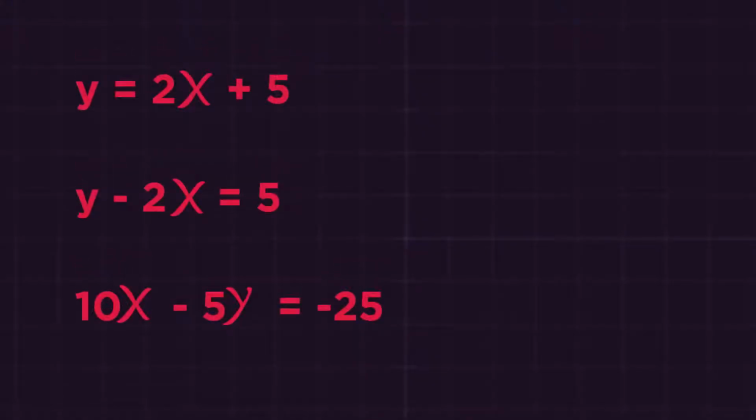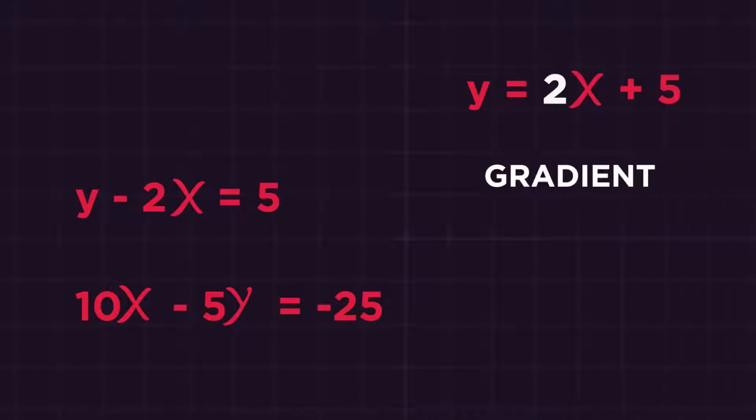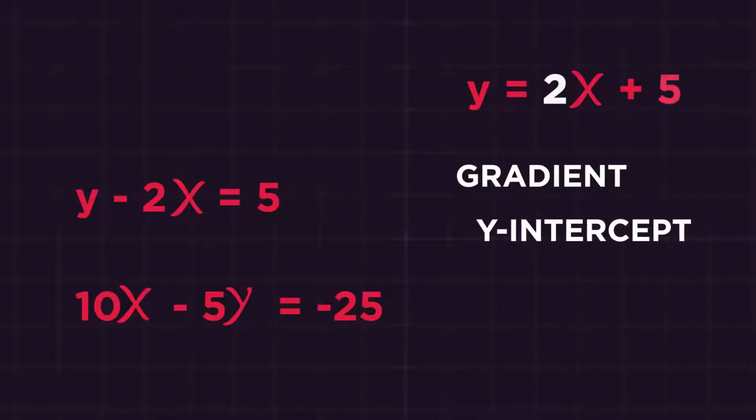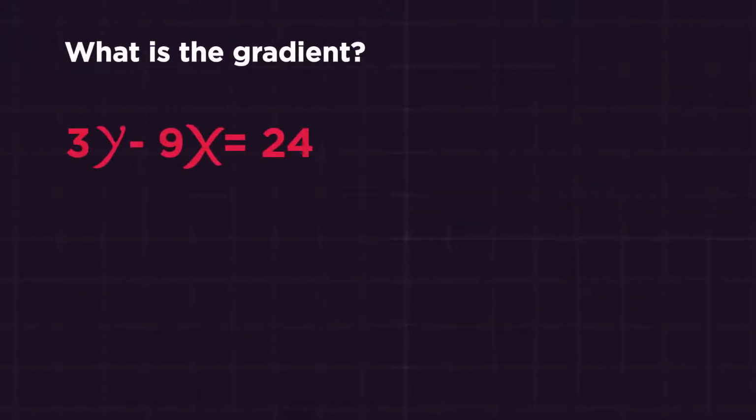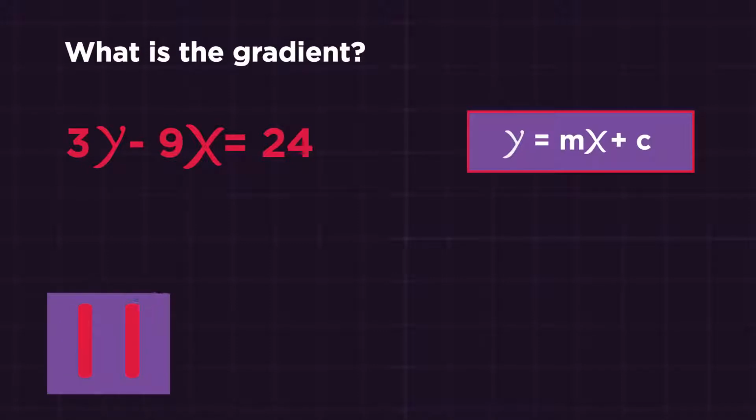Sometimes we have to do some rearranging first. These are actually all the same straight line, but only the y equals 2x plus 5 format easily tells us that the gradient is 2 and the y-intercept is 5. So what's the gradient of this straight line? Rearrange the equation into the y equals mx plus c form, pause the video, work it out and click play when you're ready to check.